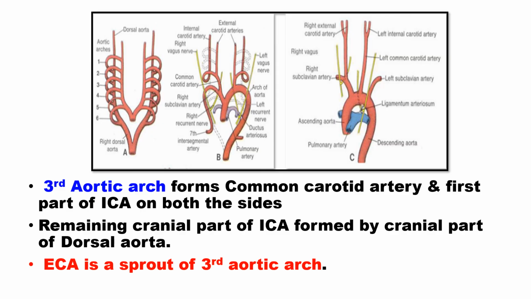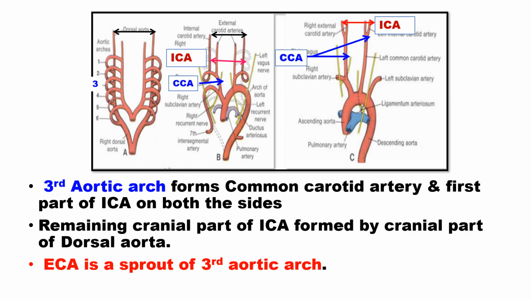So therefore, the third aortic arch artery forms the common carotid on both sides and the proximal part of the internal carotid on both sides. The cranial part of the internal carotid artery is formed by the dorsal aorta. The external carotid artery is a sprout which arises from the third aortic arch artery.